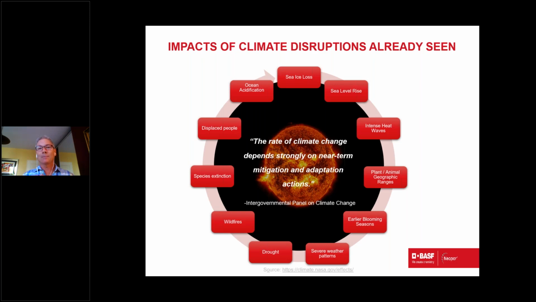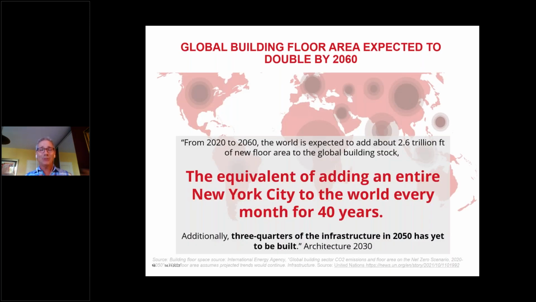And a lot of this boils down to building and construction and carbon. And so we're going to be building a lot of buildings in the next, say, run up to 2050, even by 2060. So as this slide presents, we're going to double the amount of surface area in the built environment by 2060.